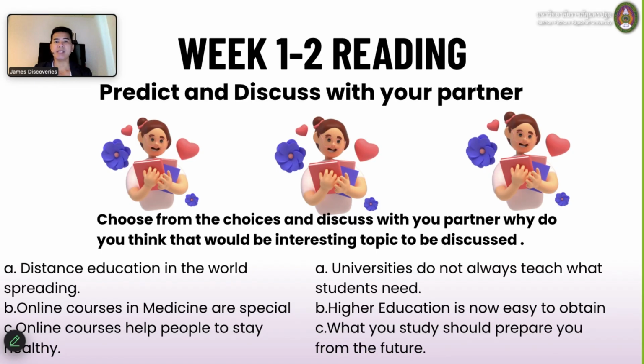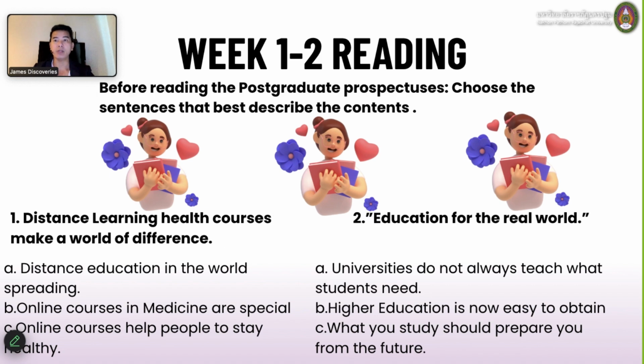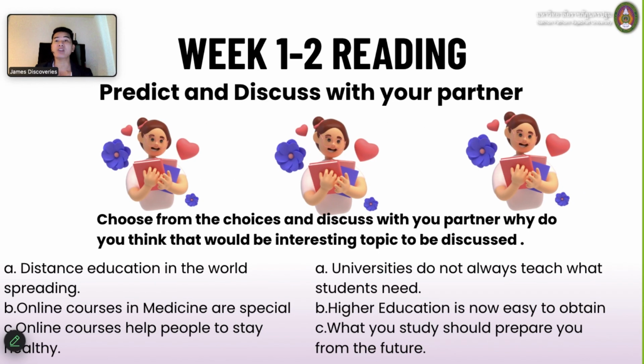So choose from the choices and discuss with your partner why you think that would be an interesting topic to be discussed. As I told you, I want you to predict and discuss with your partner which sentence would describe the prospectus: distance learning, and the other one, education for the real world. I want you to discuss with your partner what you choose. Is it A, B, or C for distance learning? And then for education for the world, is it A, B, or C as well? So you're going to discuss with your partner.